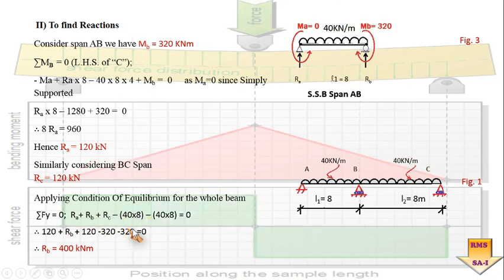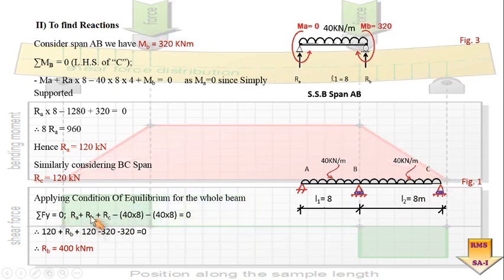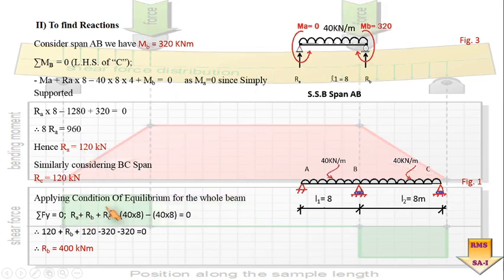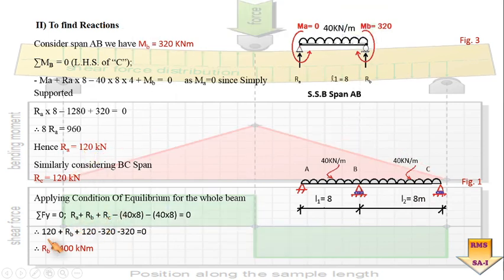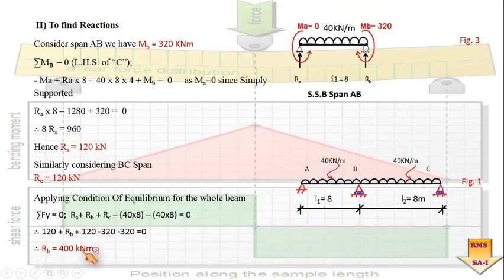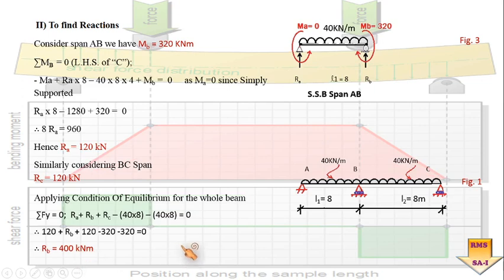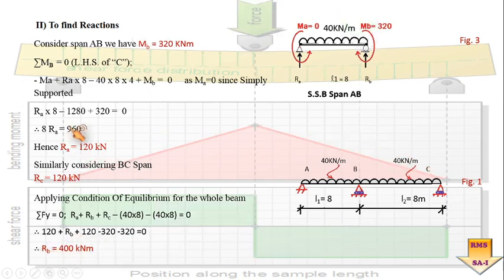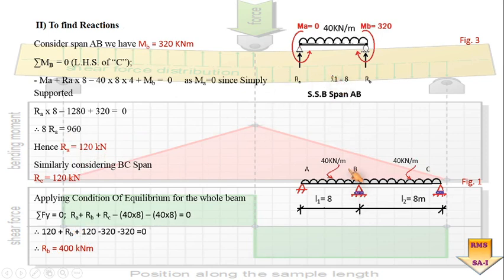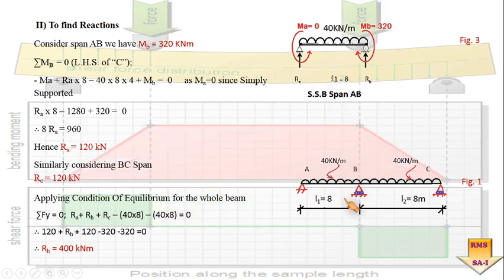So here you can observe, there is only one unknown remaining, otherwise RA is equal to 120 and RC is equal to 120, already found out. So we can find out the value of RB is equal to 400 kilonewton. So this is how we have worked out the value of RA, RB and RC, and also we have worked out the moment occurring at point B.